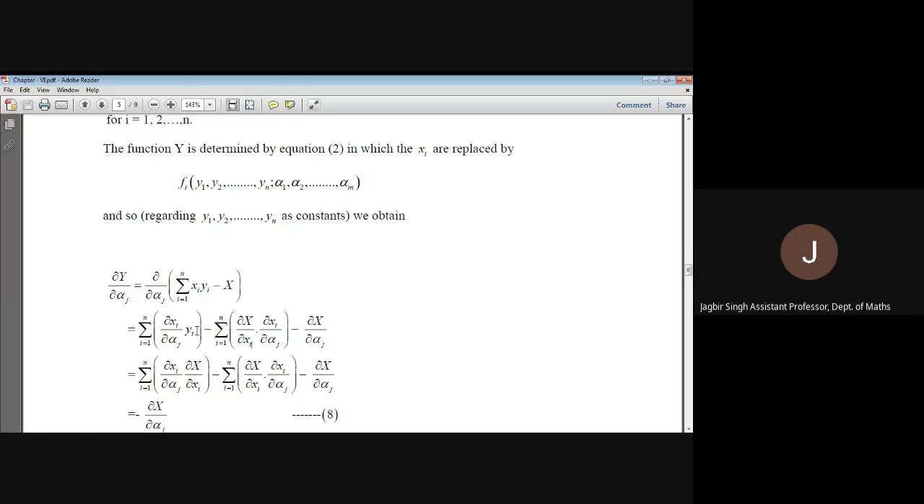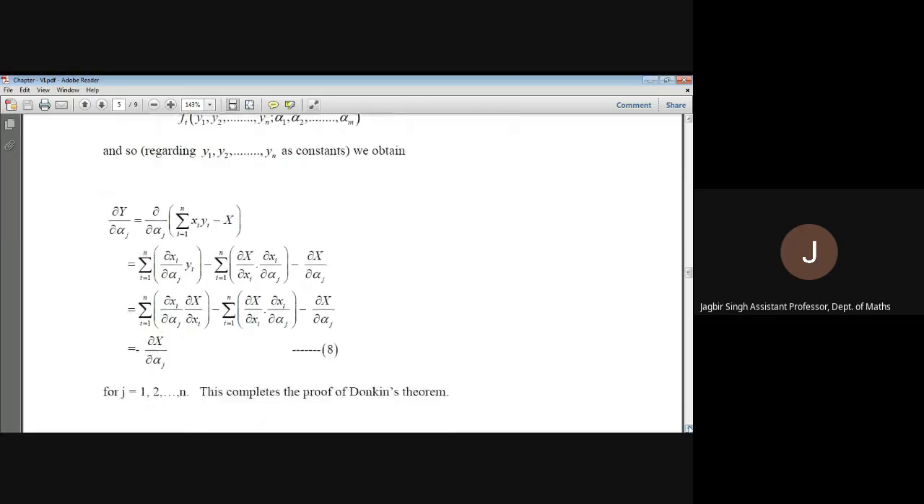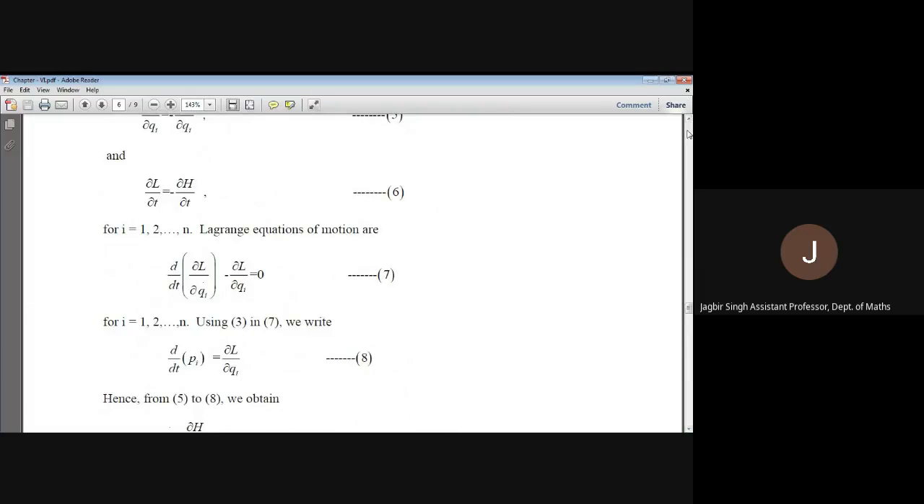Okay, and now replacing yi with the given condition that it is curly X by curly xi, the first two summations are similar and will be cancelled, and the only term that is remaining is minus curly X by curly alpha j. Hence, Dunkin's theorem is obtained.